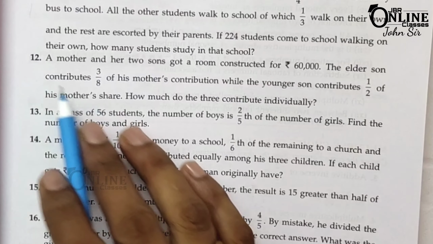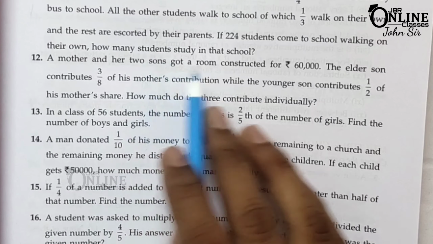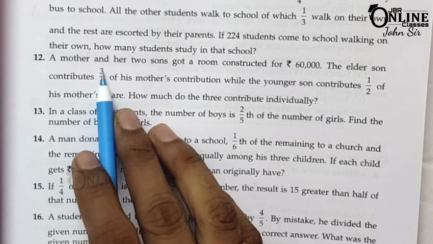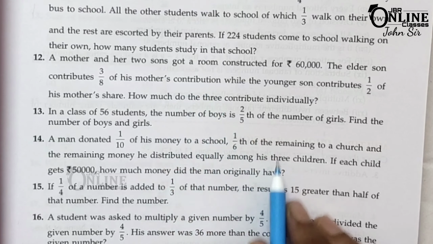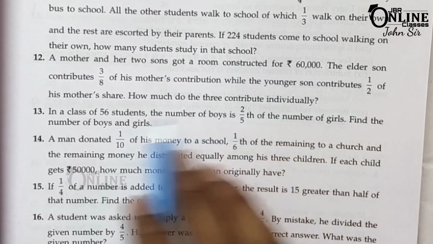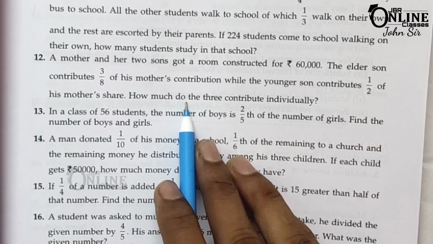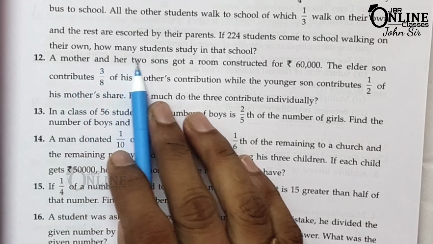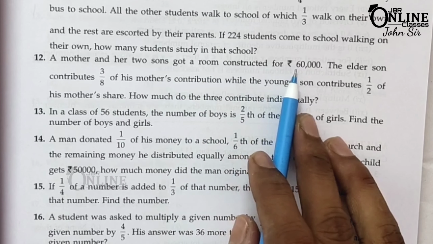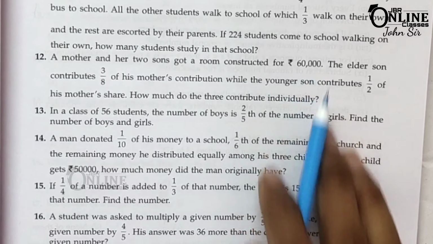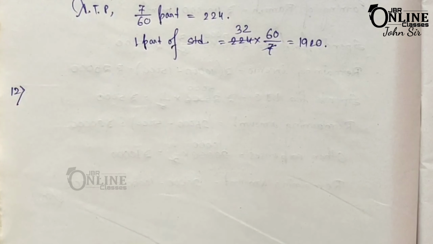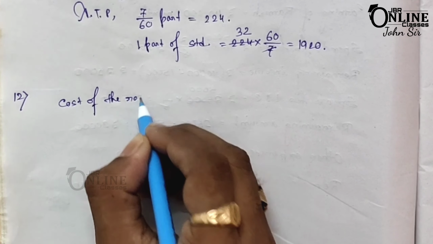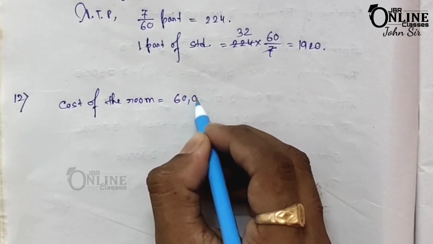Now sum number 12. A mother and her 2 sons got a room constructed for 60,000. The elder son contributes 3 by 8 of his mother's contribution, while the younger son contributes 1 by 12 of his mother's share. How much do the 3 contribute individually? Okay, so here the mother and her 2 sons got a room constructed for rupees 60,000. So first write down the cost of the room. Cost of the room equals 60,000.